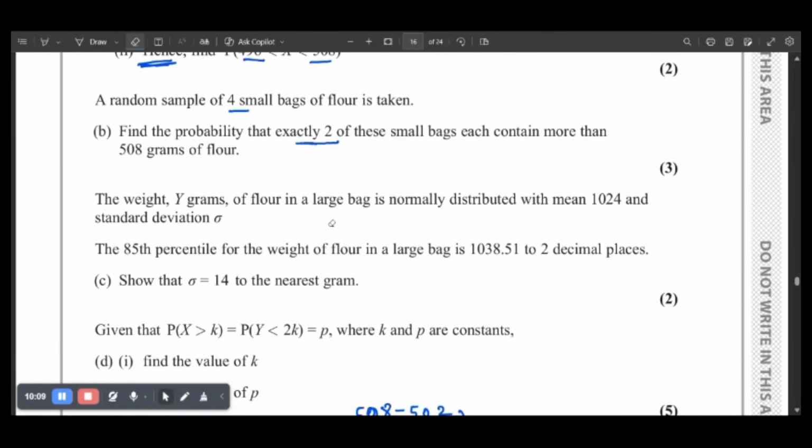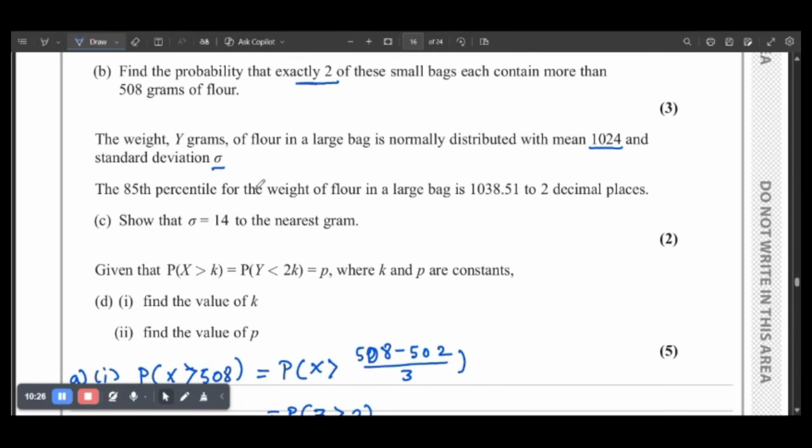For part C, we see the weight y grams of flour in a large bag is normally distributed with a mean of 1024 and a standard deviation of sigma. The 85th percentile for the weight of the flour in a large bag is given to two decimal places. Show that our standard deviation is 14. So we can form an equation by using the information given and then find the standard deviation from it.